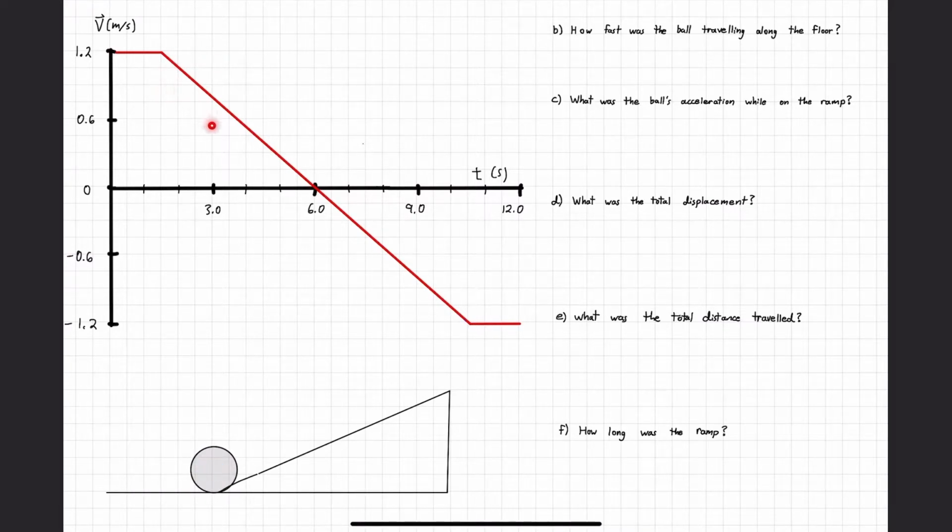At this point here, the velocity starts to decrease. And that means our ball is going up the ramp and slowing down until at 6 seconds you see the velocity reaches 0. And that's when it's at the top of the ramp. And then as time continues to pass, what happens? Well, the velocity becomes negative.